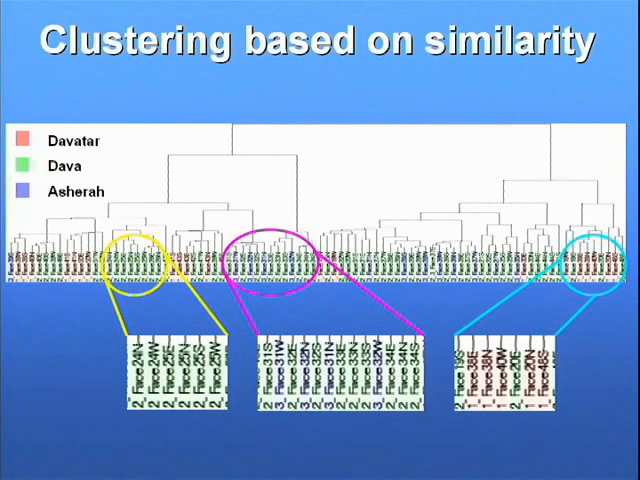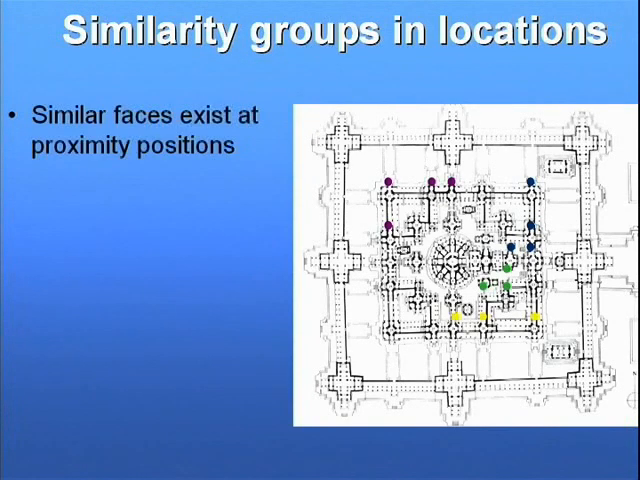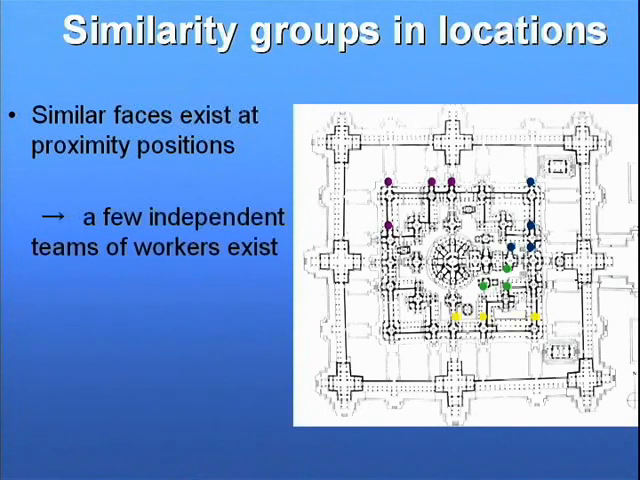So as you see, on this map, one similarity group exists here, one here, one here, and here. So similar faces exist at proximate positions, meaning probably one worker group had responsibility for this area, another worker group for this area, like this proximity distribution. So we can safely say maybe a few independent teams of workers existed.